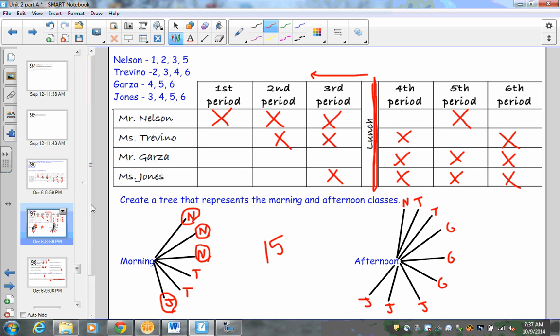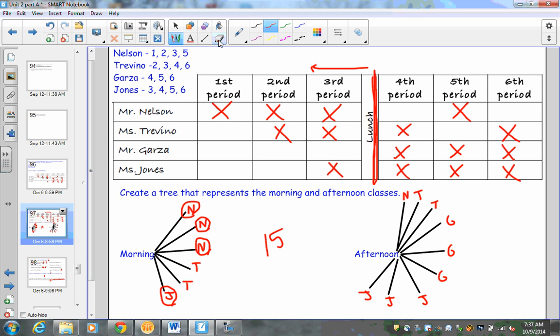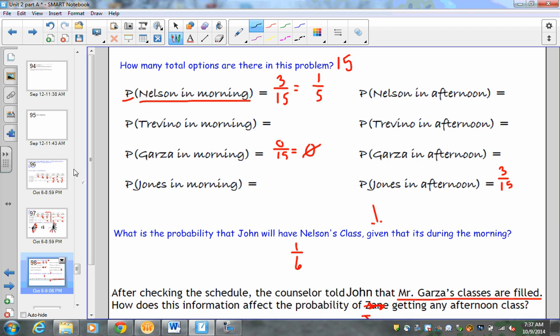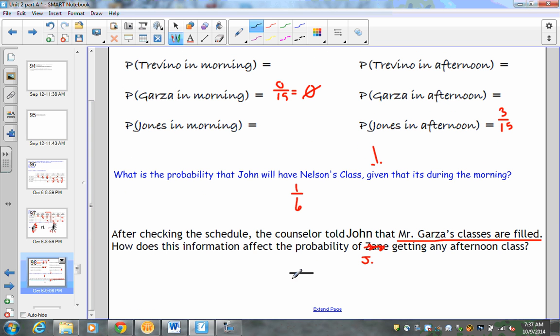Now let's go to our chart here. If Garza's classes are filled, that means Garza is no longer available, so we're going to take him away from our tree. And of course, you can take him away from the chart if you want to. That's fine. I'm just working off the tree. It's easier for me. So now if you notice, 1, 2, 3, 4, 5, 6, 7, 8, 9, 10, 11, 12. I now have 12 options. So now my new denominator will be 12. Let's keep going with what the question's asking. It'll be something over 12. We just have to figure out what the something is.